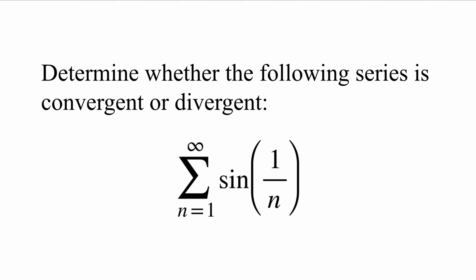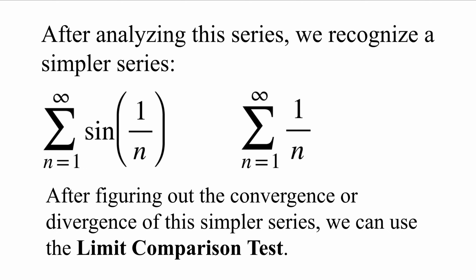Our task is to determine whether the following series is convergent or divergent: the summation from 1 to infinity of sine of 1 over n. After analyzing the series, we recognize a similar series, the summation from 1 to infinity of 1 over n. After figuring out the convergence or divergence of the simpler series, we can use the limit comparison test to figure out the convergence or divergence of the summation from 1 to infinity of sine of 1 over n.